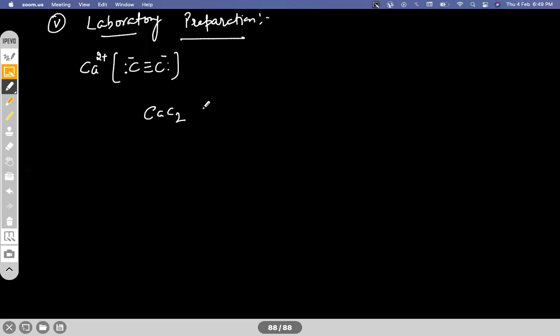When it goes under hydrolysis, with 2H2O, it forms acetylene, CH triple bond CH, and slaked lime, which is Ca(OH)2. Important reaction. In JEE also, they have asked this.